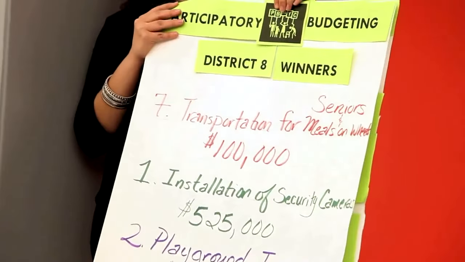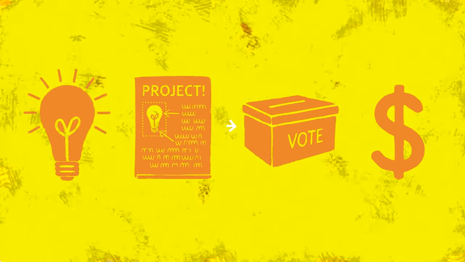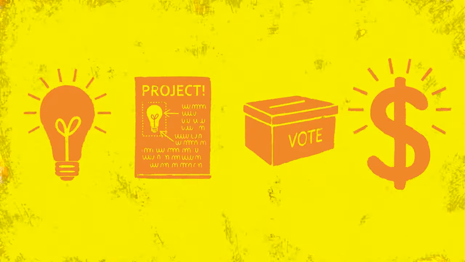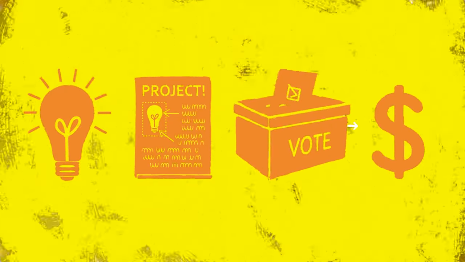They are then implemented over the next few years, and the following year, the process starts again. People brainstorm new ideas, turn them into new projects, vote on them, and fund more improvements for their community. PB becomes part of the budget process. It becomes a new way of governing. I think this is like the greatest wave of democracy coming into the United States.